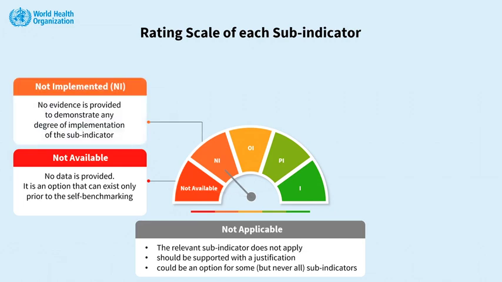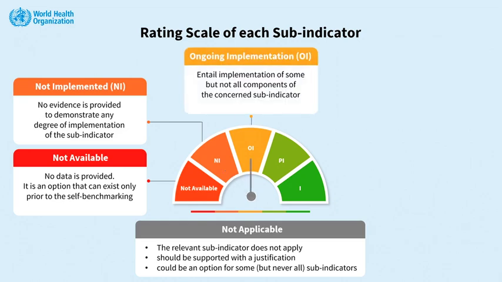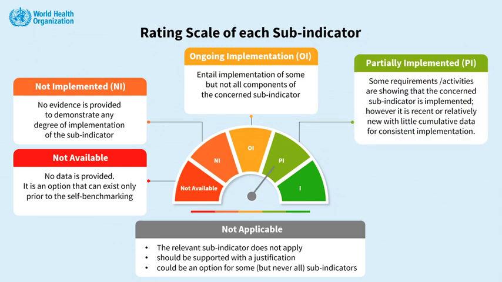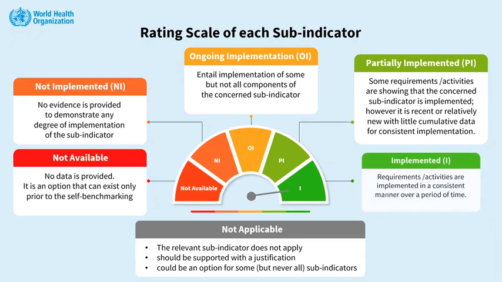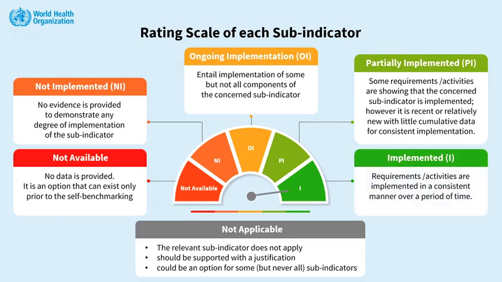When there is no evidence to demonstrate any degree of implementation of a sub-indicator, it is rated as not implemented. In cases where some components of a sub-indicator have been implemented, but not all, it is considered as ongoing implementation. Sub-indicators are rated as partially implemented when requirements or activities are implemented, but the implementation is recent or relatively new, with little cumulative data to demonstrate consistency. A sub-indicator is rated as implemented when the requirements or activities associated with it have been implemented consistently over time.